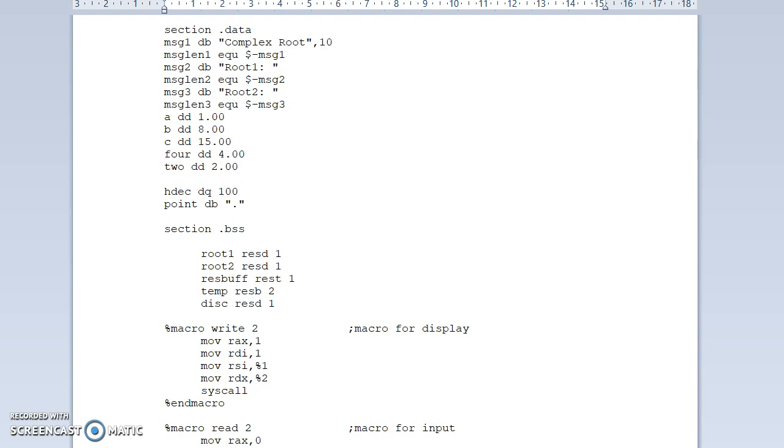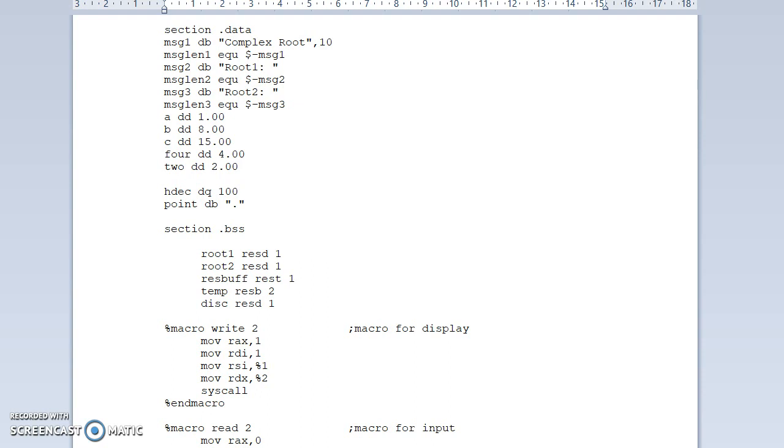Welcome students, this is Professor Pushkar Shinde explaining you the assignment 10 of microprocessor lab. It is related to finding out roots of quadratic equation. It uses the 80387 instruction set.